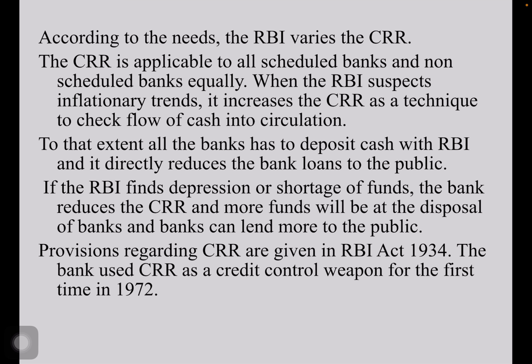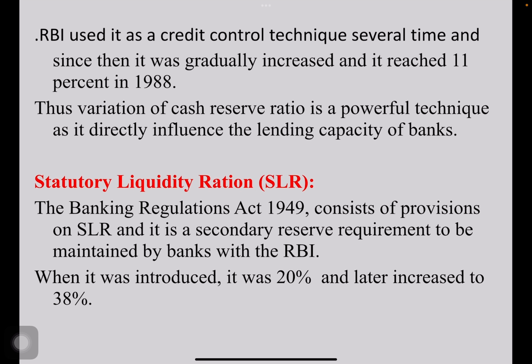The bank used CRR as a credit control weapon for the first time in 1972. RBI used it as a credit control technique several times and since then it was gradually increased and reached 11% in 1988. But as on today, it is 4% only. Thus, variation of cash reserve ratio is a powerful technique as it directly influences the lending capacity of the banks.